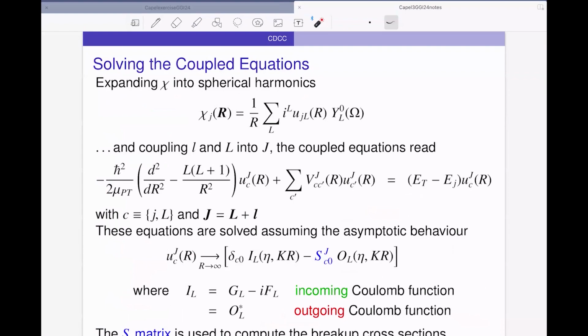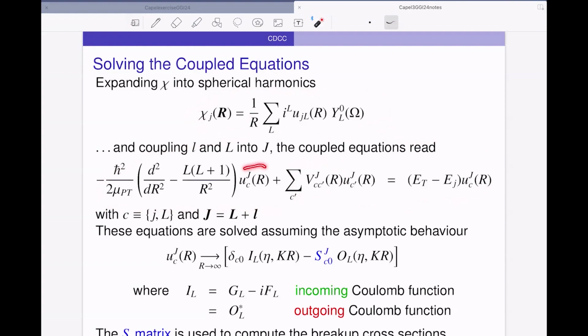And then what do you do? Well, you do as what we've seen on Tuesday. So you expand the projectile-target relative motion, the projectile-target wave function, into spherical harmonics. So you do a partial wave expansion. You should start to be familiar with that expansion. That leads to a radial equation with coupling terms. That's just a partial wave expansion of these coupling terms of the interaction.